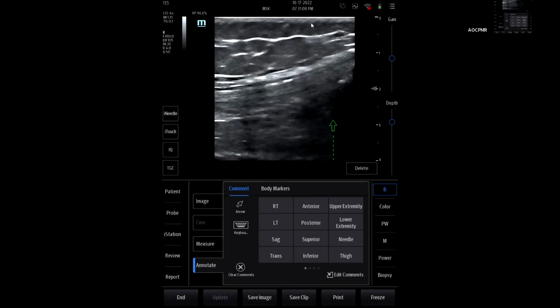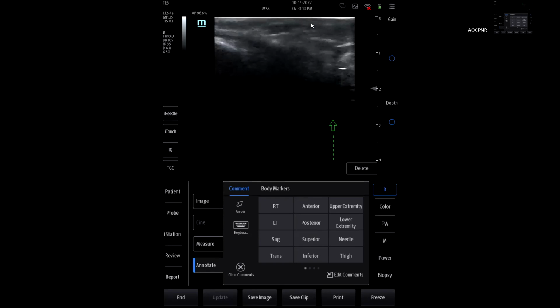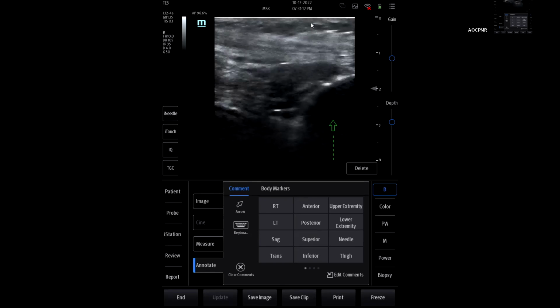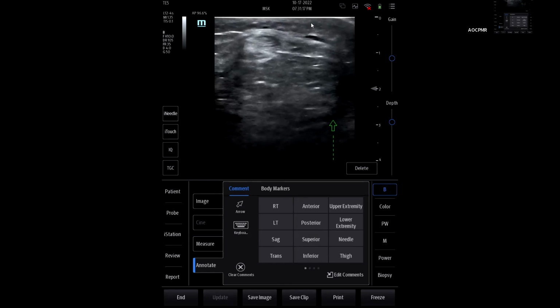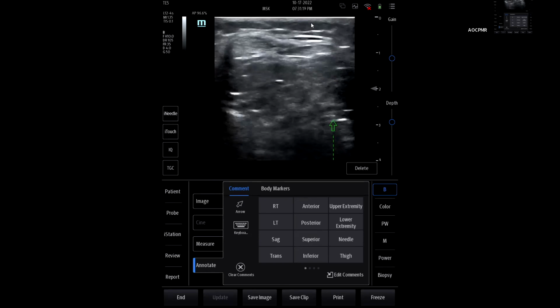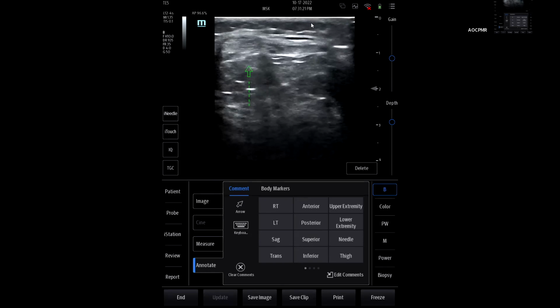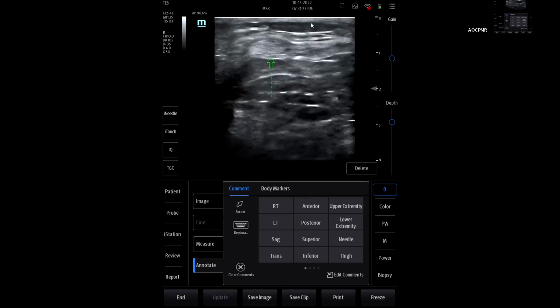Going back to long axis, let's go down the patella to patellar tendon. Look at patellar tendon in short axis, and there's our patellar tendon. You can see it's not quite as big as our quadriceps tendon.